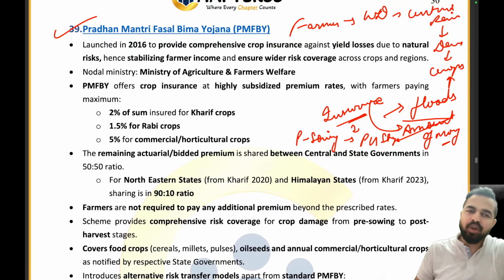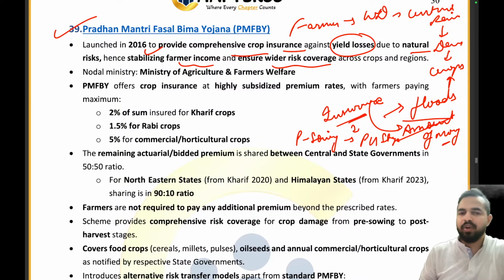So that's why we saw the Pradhan Mantri Fasal Bima Yojana, which was launched in which year? 2016, to provide comprehensive crop insurance against the yield losses due to natural risks, stabilizing farmer income and ensuring wider risk coverage across the crops and regions. What is that nodal ministry? So we are basically talking about agriculture, right? So the Ministry of Agriculture and Farmer Welfare will be there. So that is the right answer.